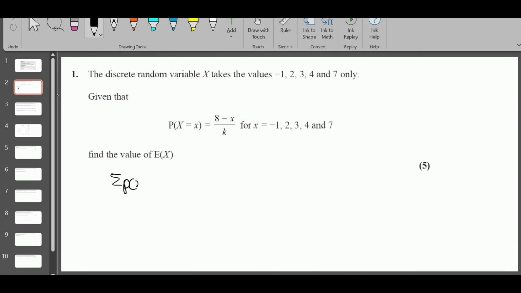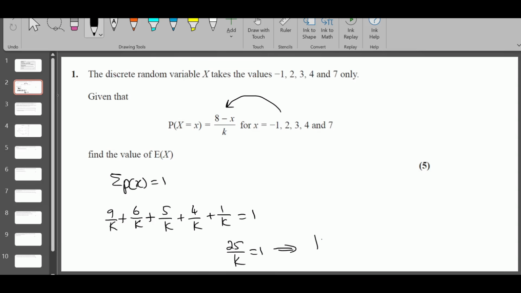We know sigma P of x is equal to 1, so the sum of all the probabilities will be equal to 1. Sub in the values of x one by one. Minus 1 gives 9 over k, 2 gives 6 over k, 3 gives 5 over k, 4 gives 4 over k, and 7 gives 1 over k. Adding them, you'll get 15, 20, 25 over k is 1. That means k is 25.